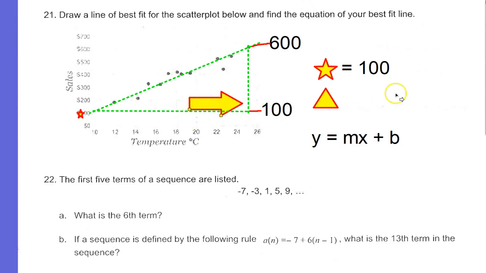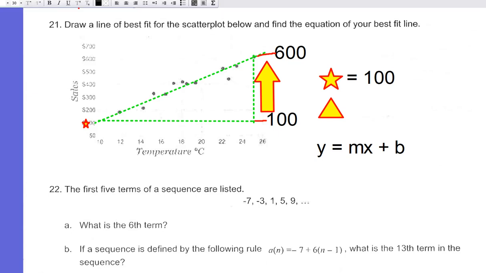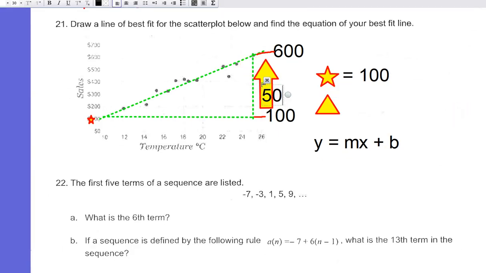My arrow here, I have to rotate it. It's kind of annoying to rotate these arrows, but there we go. I think it looks good when you're done. Okay, how far from 100 to 600? 500. Okay, we have got this. No problem. So the rise was 500. And the run was the distance side to side, that was 25.